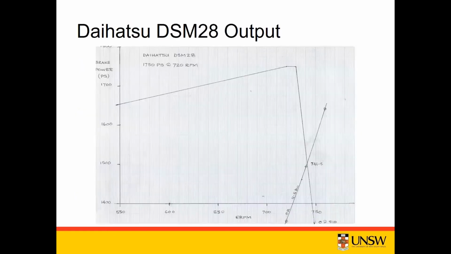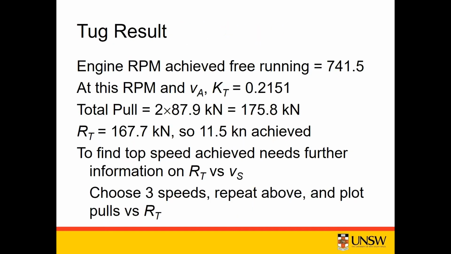And here's the output power curve for a DSM-28 engine. And you can see that you end up with an RPM on the governor runout curve of 741.5 RPM. So what does that do to our result? So we get 741.5 RPM.